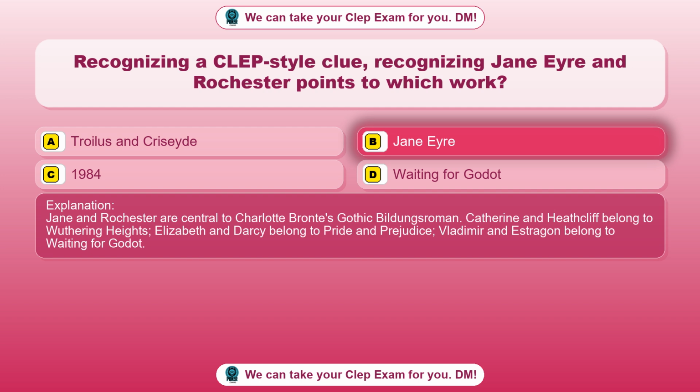Jane and Rochester are central to Charlotte Bronte's Gothic Bildungsroman. Catherine and Heathcliff belong to Wuthering Heights, Elizabeth and Darcy belong to Pride and Prejudice, Vladimir and Estragon belong to Waiting for Godot.